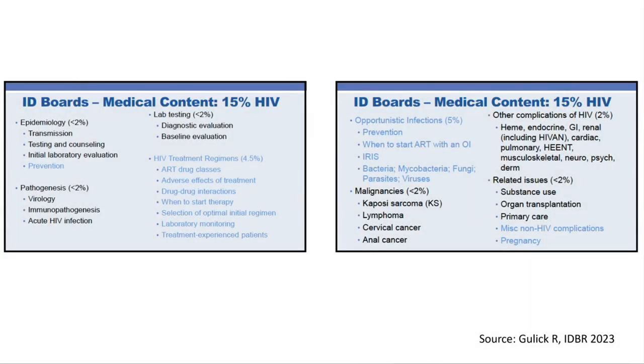Okay, guys. So I know we're running late. So I have 9 cases with associated learning points to work through. This is just from ID board review, highlighting that 15% of boards is HIV, and about 5% each are HIV treatment regimens and opportunistic infections. So it's relevant.